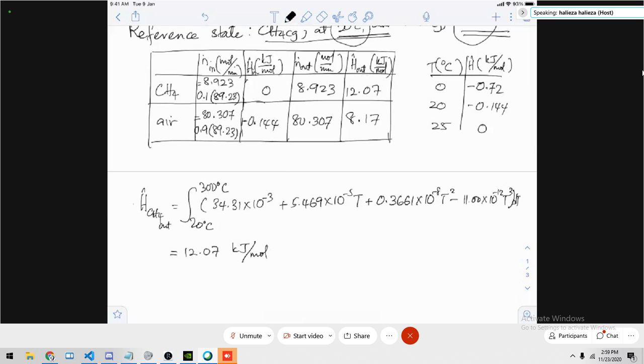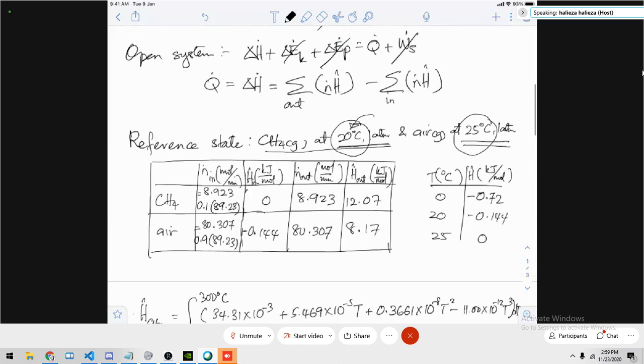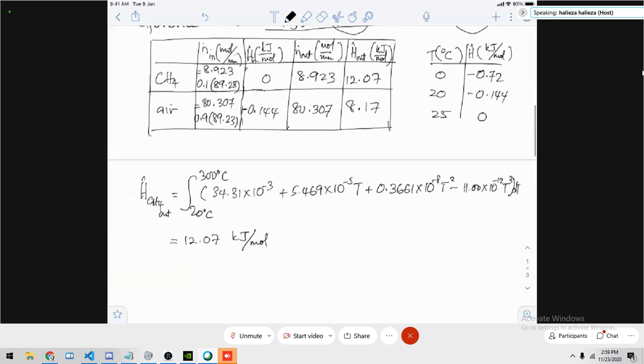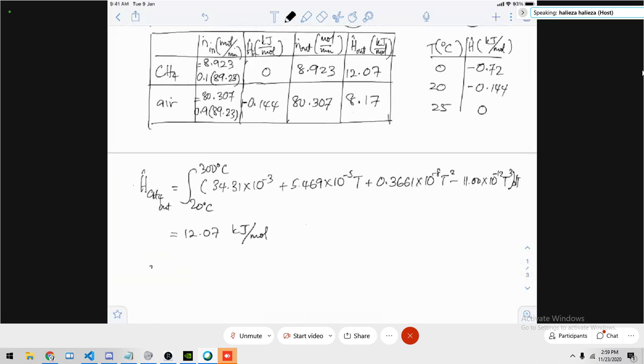Now all you have to do is calculate your heat loss based on this equation, just like what we did in the previous example. Heat loss is equal to summation out minus summation in. I'm repeating myself, but by now you should already memorize this equation by heart. So that's out. Let's look for methane.